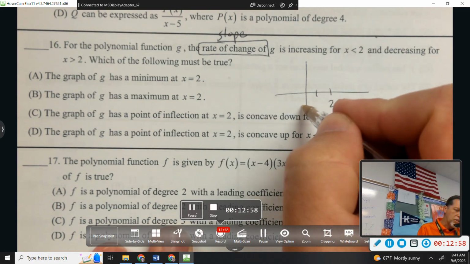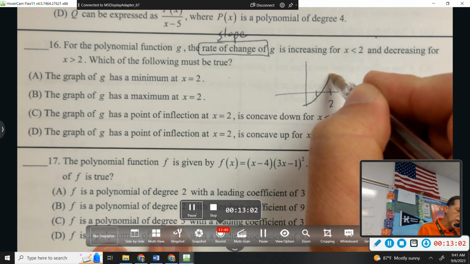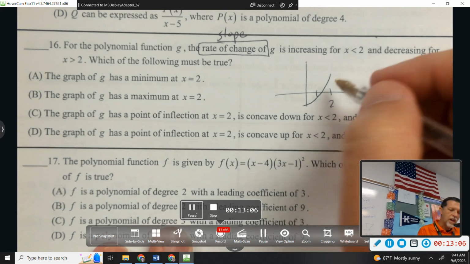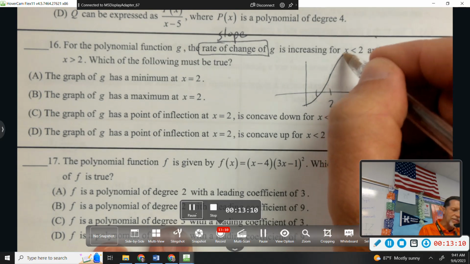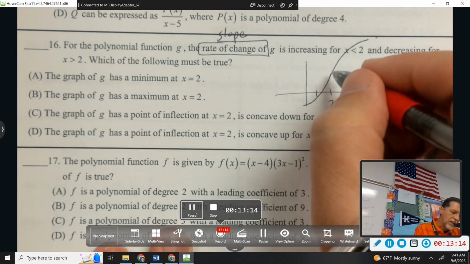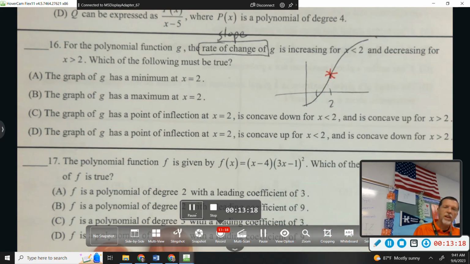My slope is getting steeper till I get to 2. So that's a steeper and steeper slope. At 2, my slope gets less and less. Something like that. Oh, I think my picture just showed what's happening there. I think I just found a point of inflection.